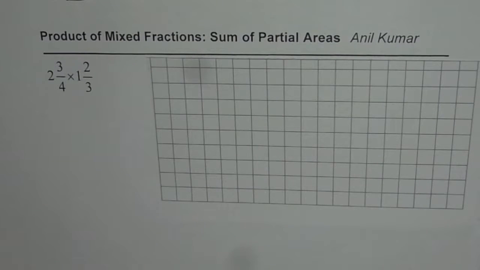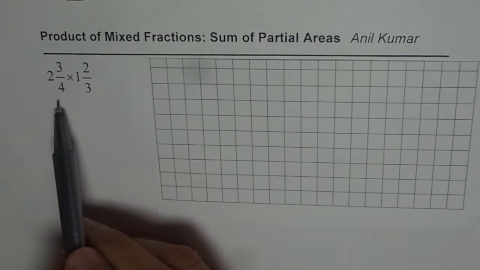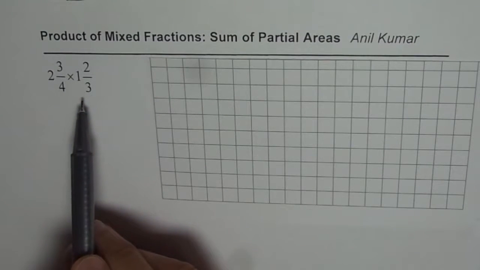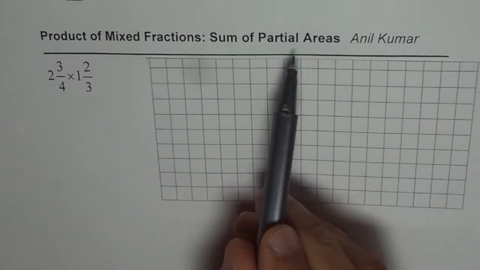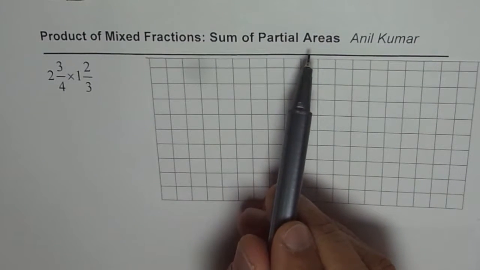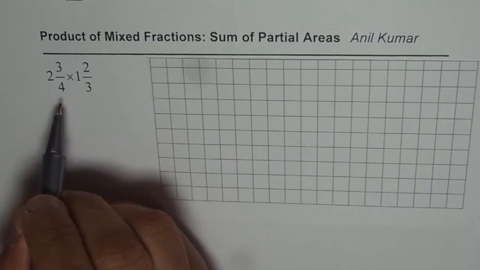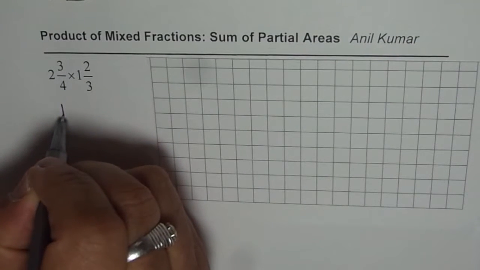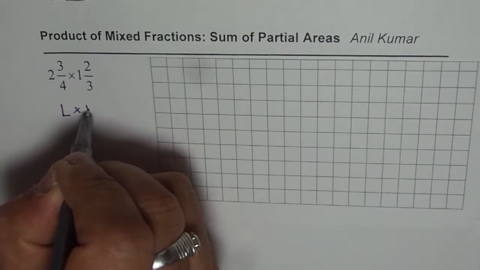I'm Anil Kumar, and in this video we will learn a new technique of multiplying mixed fractions. So we need to multiply mixed fractions 2 3/4 times 1 2/3. The technique here is to add partial areas of rectangles. We know the product of length and width gives us area, right? So we can treat one dimension as length, the other as width.